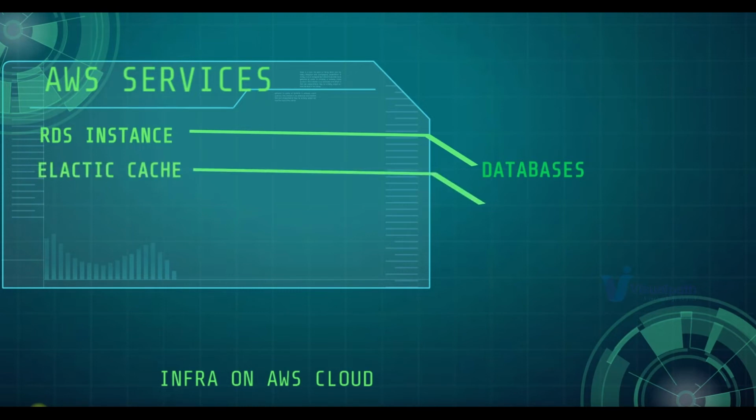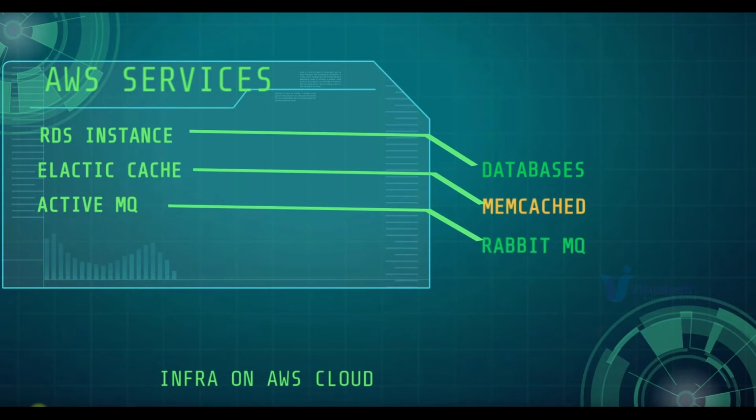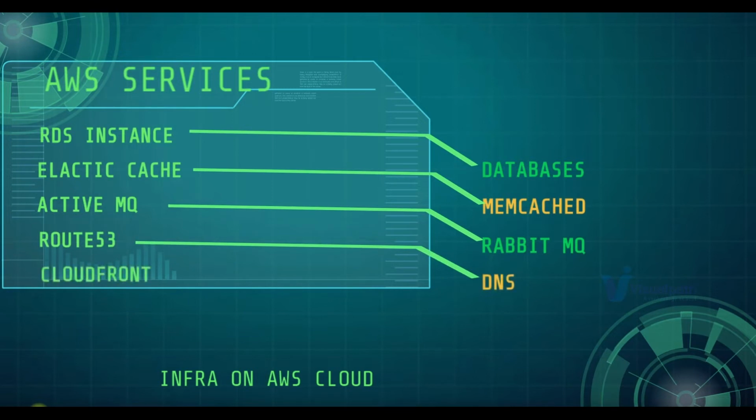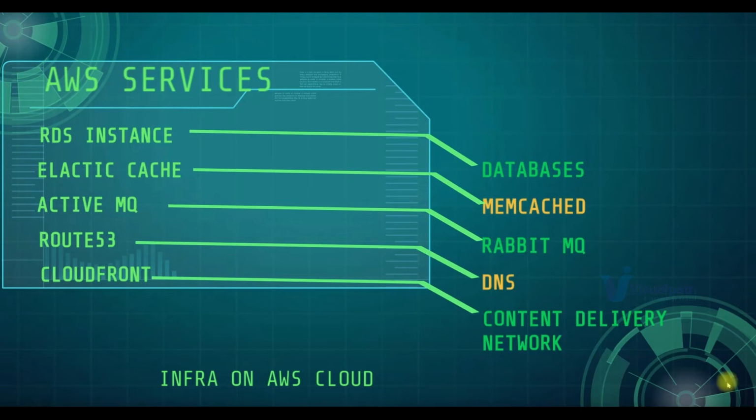We are going to use the ElastiCache service instead of Memcache, ActiveMQ in place of RabbitMQ, Route 53 for DNS, and CloudFront for content delivery network. So if you have a global audience, then using CloudFront for content delivery network will be very easy and convenient.